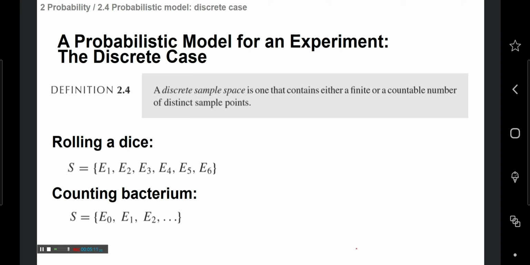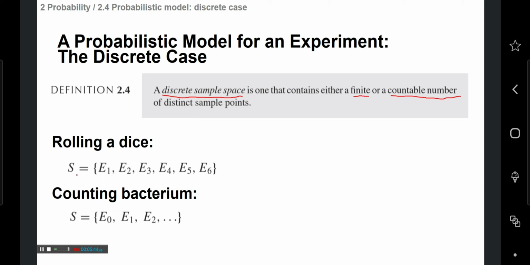Definition 2.4 defines a discrete sample space. A discrete sample space is one that contains either a finite or countable number of distinct sample points. In the previous example of tossing a die, it contains 6 simple points.